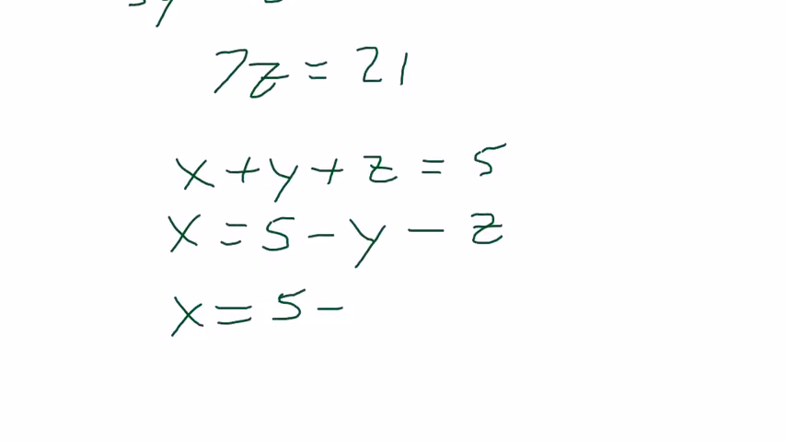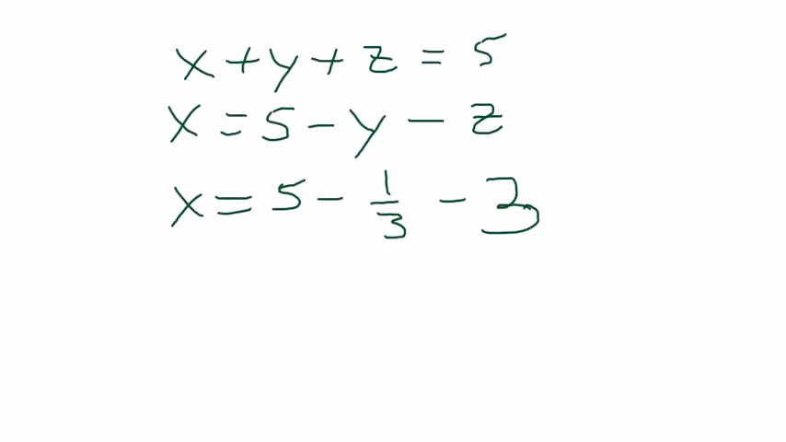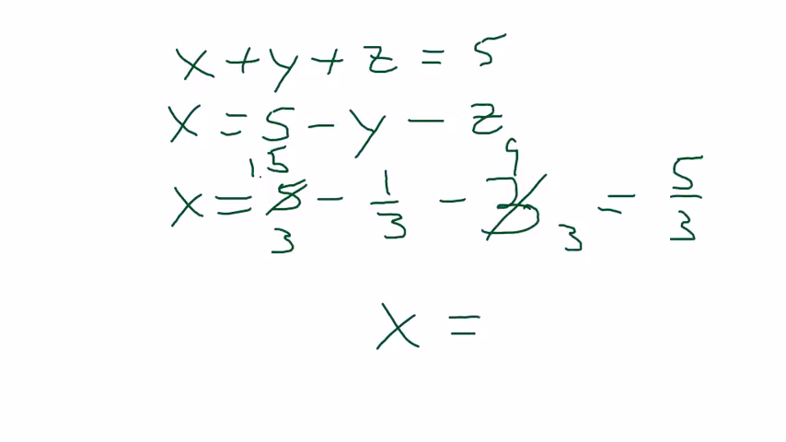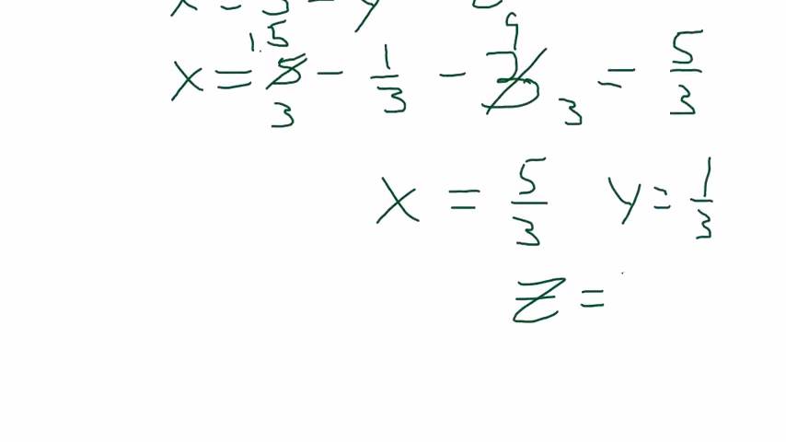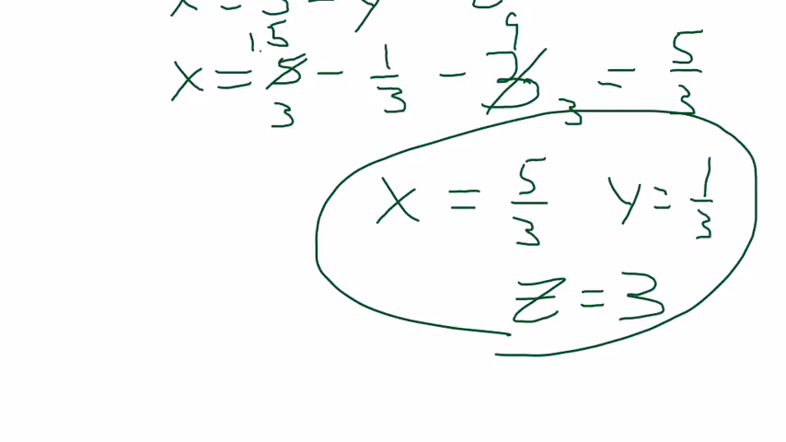x equals 5 minus 1/3 minus 3. So 5 minus 1/3 minus 3, put a 3 under all of them. If we want to make it easy, put a 3 under all of them. This would be 3, 9. So 15 minus 1 is 14. Minus 9 would be 5. This is 5/3. x equals 5/3. y equals 1/3. z equals 3. These are my 3 answers.